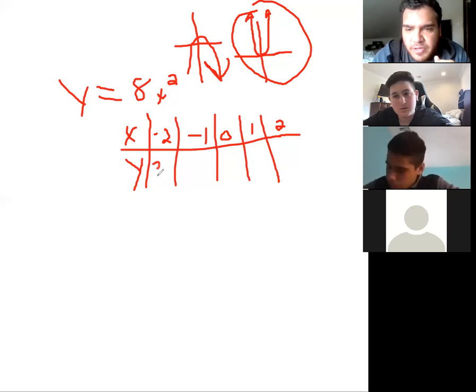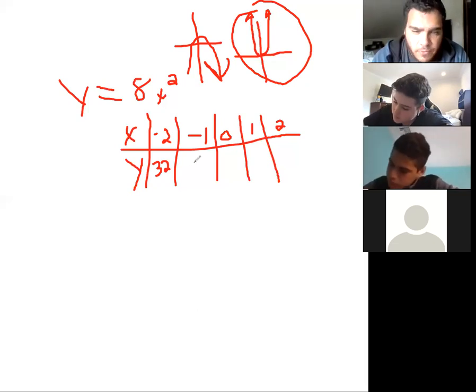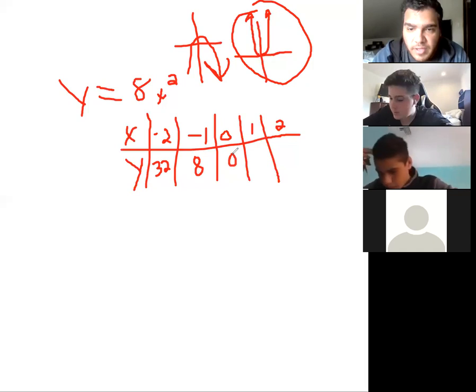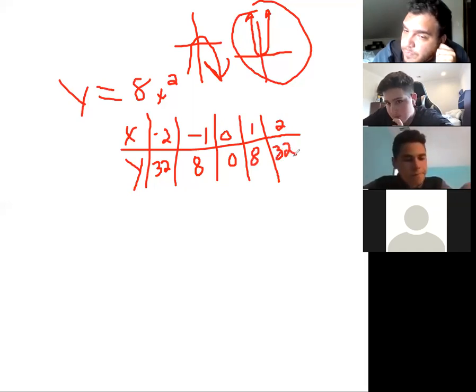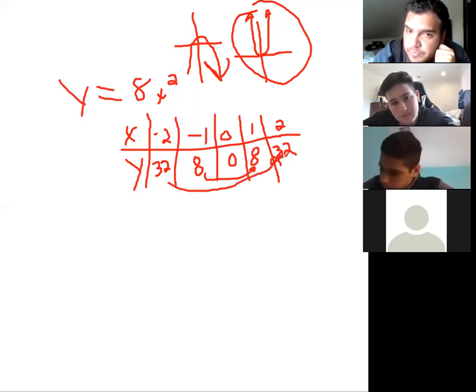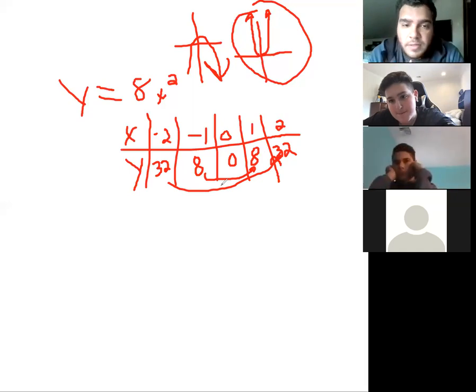Okay. So this one, -2 squared is 4, and 4 times 8 is 32. -1 squared is 1 times 8, so that's 8. 0 squared is 0 times 8 is 0. 1 squared is 1, times 8 is 8. And then 2 squared is 4, times 8 is 32. And then you could check, hey, this is symmetrical and this is symmetrical. They're the same numbers on both. The farther you spread out, they match. They're mirrored. So we know that we probably did it correctly because of that.